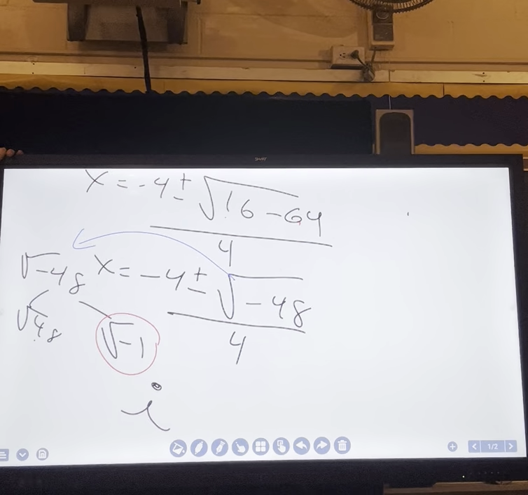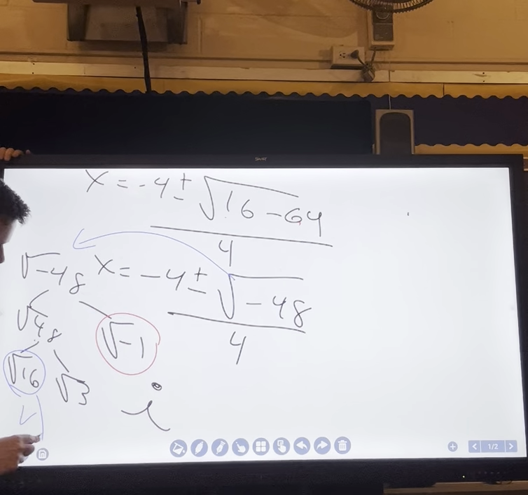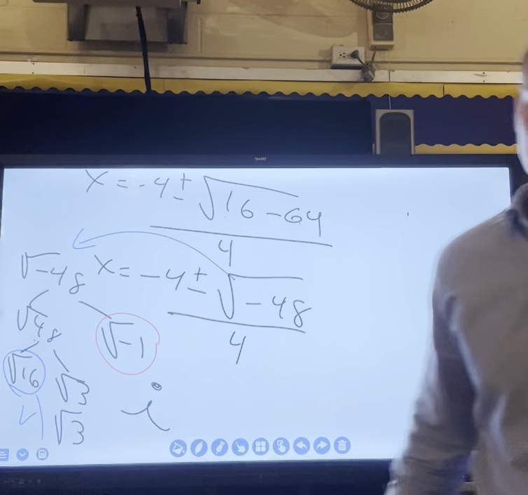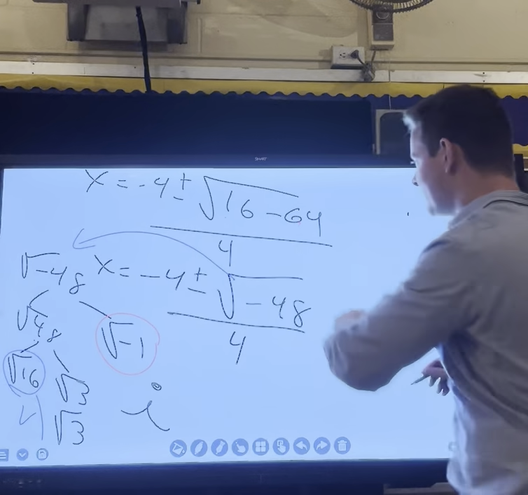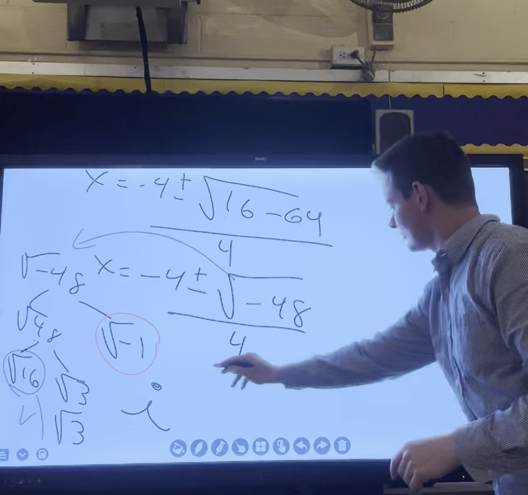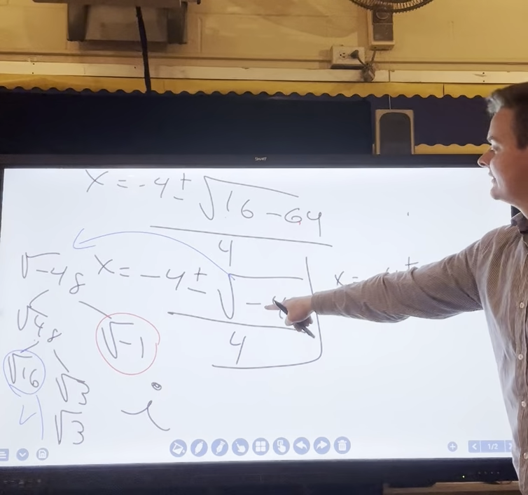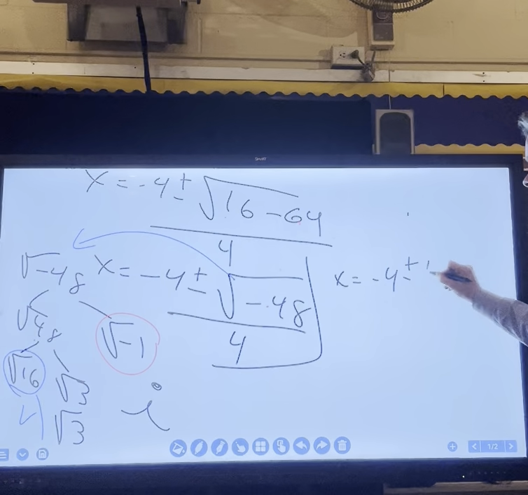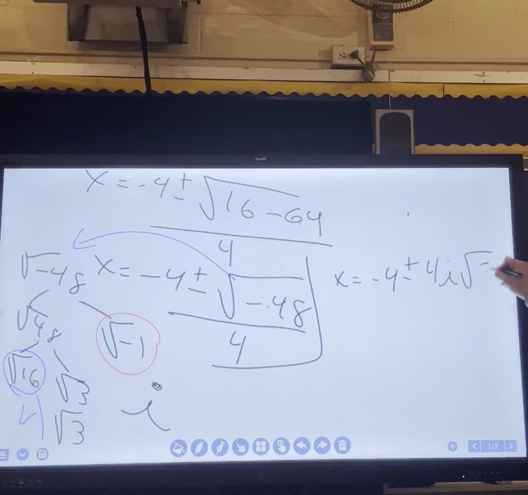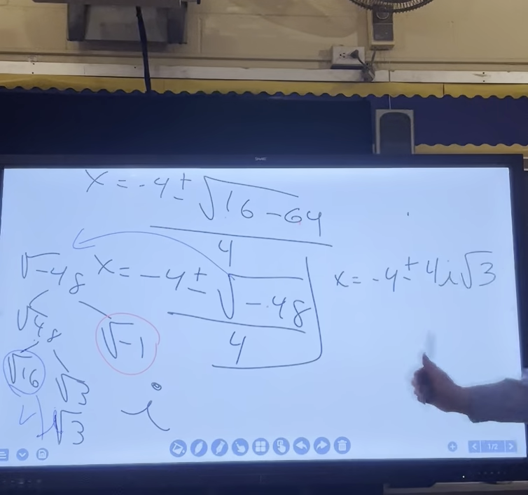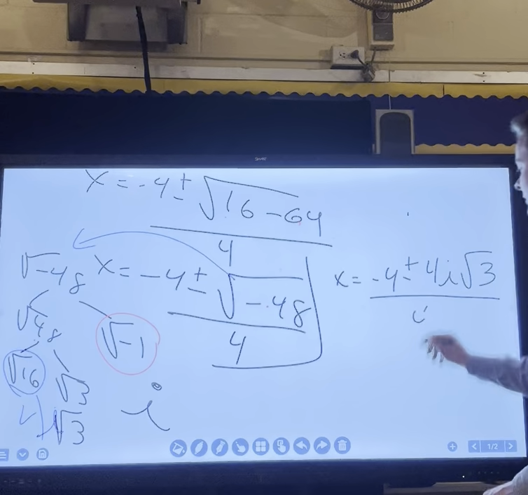The square root of 48, that I can split off to be 16 and 3. And what's nice about the square root of 16 is that that is 4. So it's 4 square root 3. So now it becomes x equals negative 4 plus or minus, instead of the square root of negative 48, I'm going to put 4i radical 3. Notice how that i goes in between the two. 4i radical 3, all divided by 4.